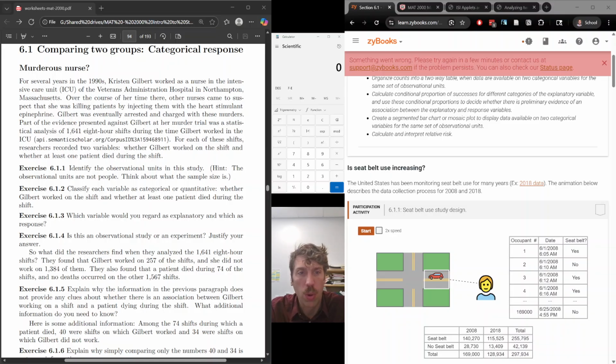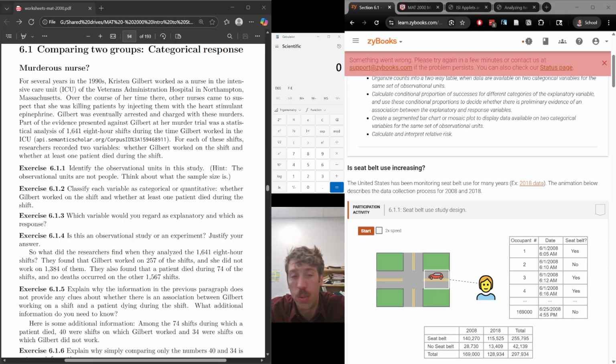So, for question 1, identify the observational units in this study. And there's a good hint here. The things that were counted for the sample are the things that are the observational units. So the observational units are the things you're counting when you say, my sample is this big. Okay, now classify each variable as categorical or quantitative, whether Gilbert worked on the shift and whether at least one patient died during the shift.